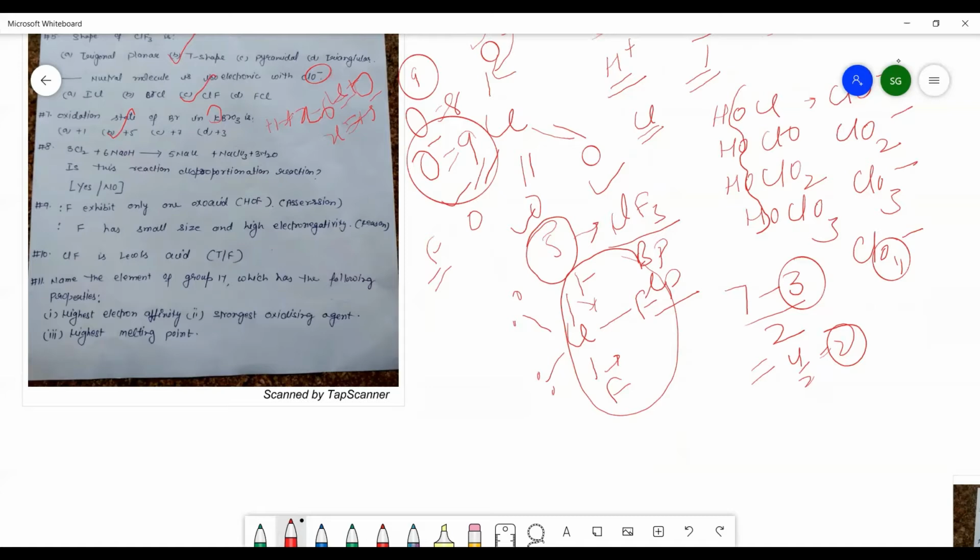The disproportionation reactions are the reactions in which a single element will exist in more than two oxidation states. It means the single element undergoes oxidation as well as reduction. So these are the disproportionation reactions. Now you have to calculate the oxidation states of the element.